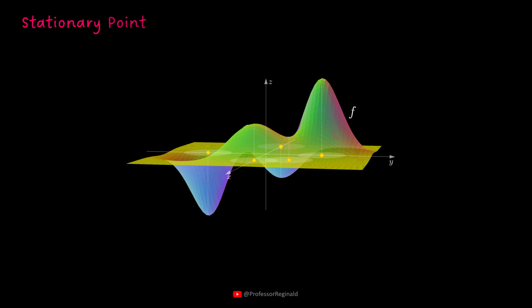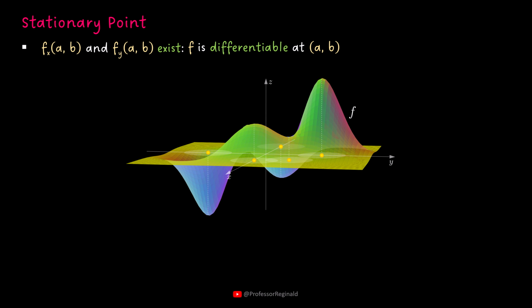Stationary point. A stationary point is a critical point where both first-order partial derivatives at that point exist. This means that the function is differentiable at a stationary point. In addition, these first-order partial derivatives must be both equal to 0. This means that the slope of the surface in the x direction and the slope of the surface in the y direction are both 0 at these points.